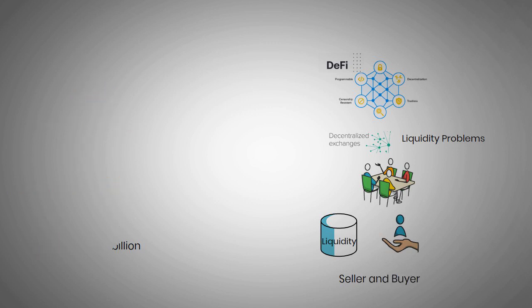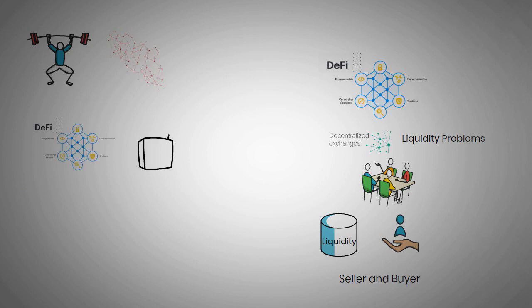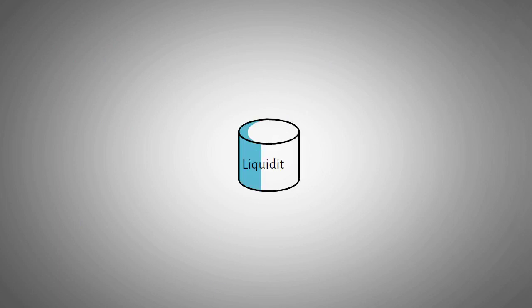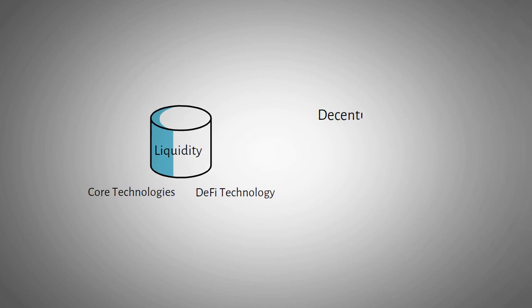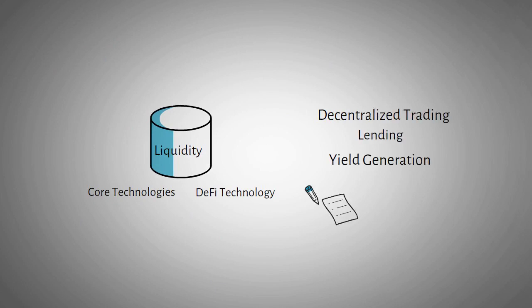This provided a powerful decentralized solution to liquidity in DeFi and was instrumental in unlocking the growth of the DeFi sector. Liquidity pools are one of the core technologies behind the current DeFi technology stack. They enable decentralized trading, lending, yield generation, and much more. These smart contracts power almost every part of DeFi, and they will most likely continue to do so.